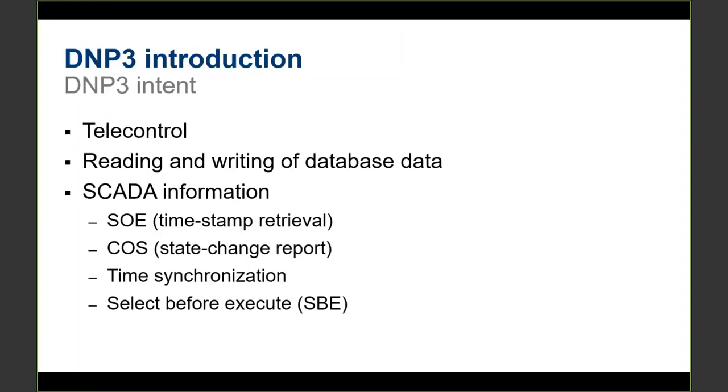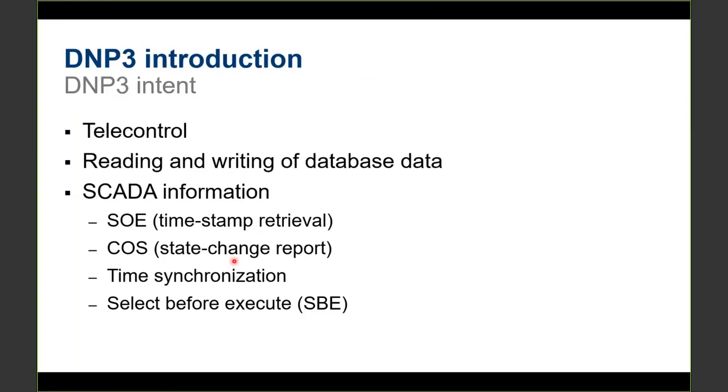The DNP is specifically designed to support typical utility SCADA functions such as reading and writing the database over a low bandwidth channel. The DNP also has additional features such as state change report, send events with timestamp, and send the time synchronization to the slave devices.